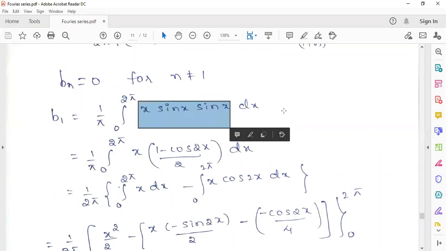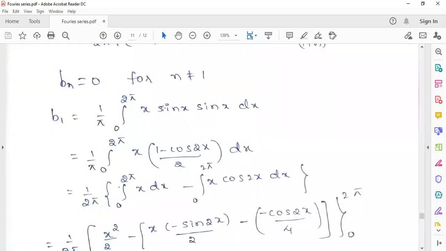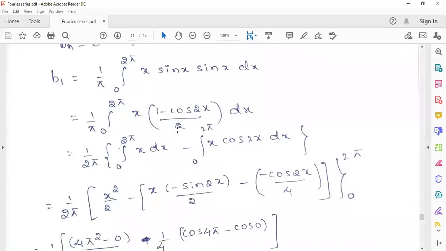Now you substitute f of x, then it will become x sin x into sin x dx. So sin x into sin x becomes sin square x. For sin square x, we know the formula is 1 minus cos 2x by 2. Now 1 by 2 you can take out, and the remaining thing you can integrate directly, otherwise you can split and integrate. If you split, it becomes integration from 0 to 2 pi of x dx minus integration from 0 to 2 pi of x into cos 2x dx.